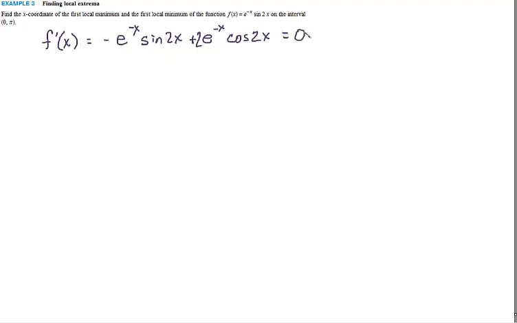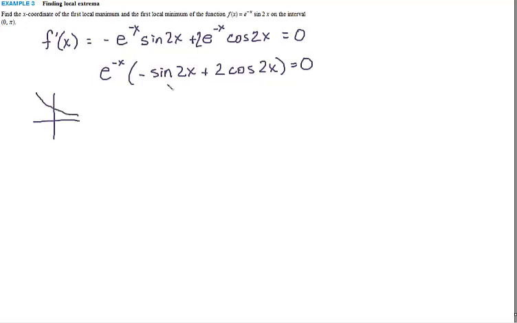And now I have to figure out where this thing equals 0. I try to take out some things that are common. I see that I can take out this, which would make it a little simpler. So I now have negative sine 2x plus 2 cosine 2x. Okay, I can figure out where e to the negative x equals 0. Let's see. Oh wait, that wouldn't, would it? Because that is a function that looks like this, and that never equals 0. So I need to figure out where this other factor equals 0.